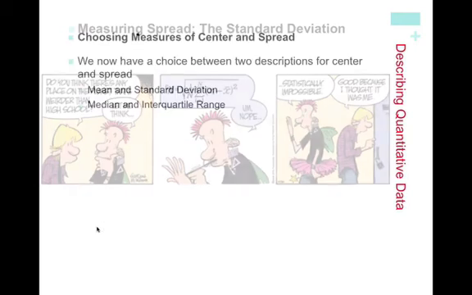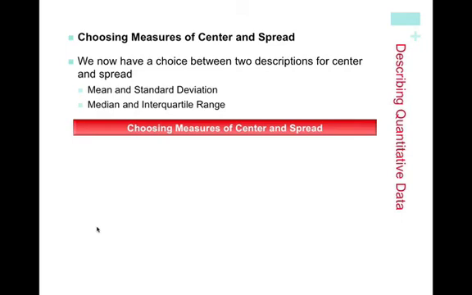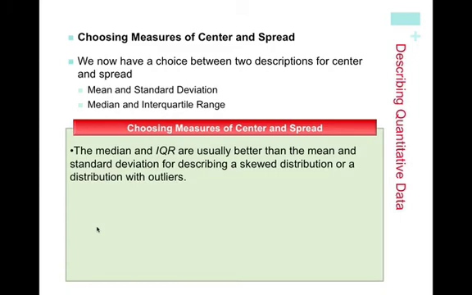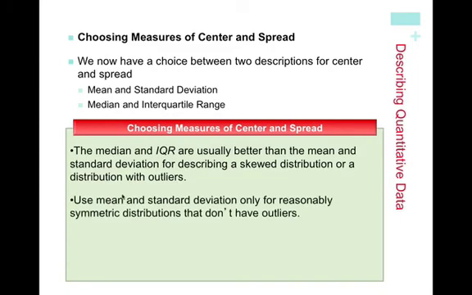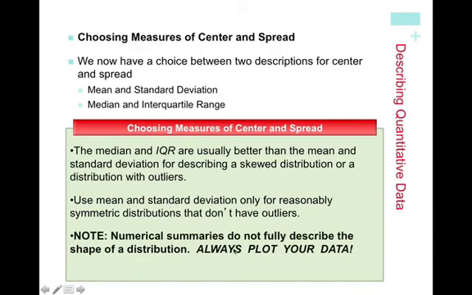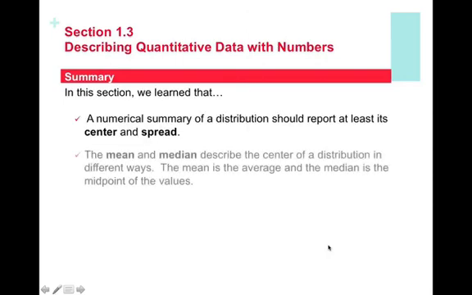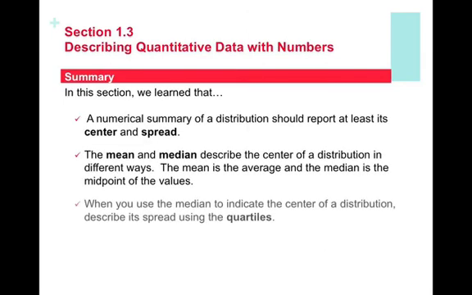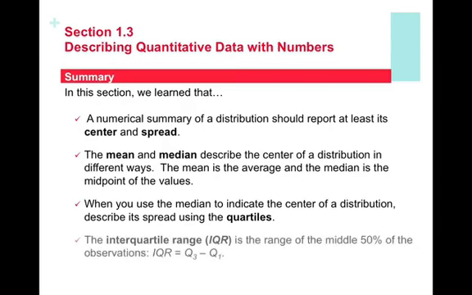And usually, more often than not, we're always using the standard deviation. All right, if you're describing a distribution, you need to pick between the mean and standard deviation or the median and the IQR. Just remember that the median and IQR would be your choices if the distribution is skewed or has outliers. Otherwise, if the distribution is reasonably symmetric, use the mean and standard deviation. Remember, numerical summaries do not fully describe the data, so always plot the data. So here's the summary if you want to read through that. But that takes us through Chapter 1.